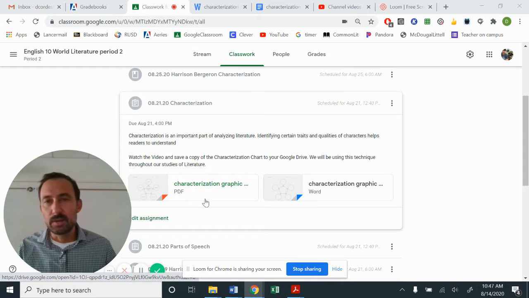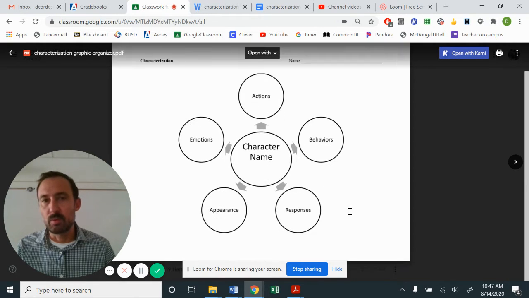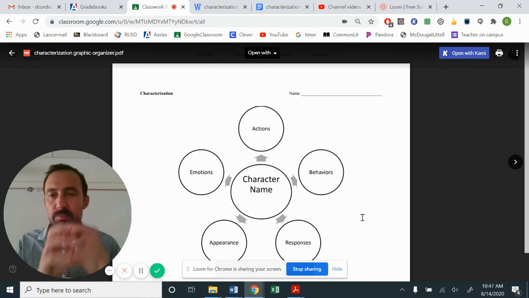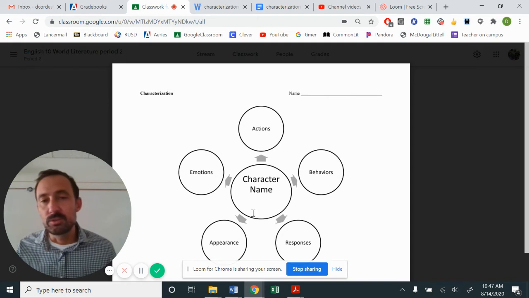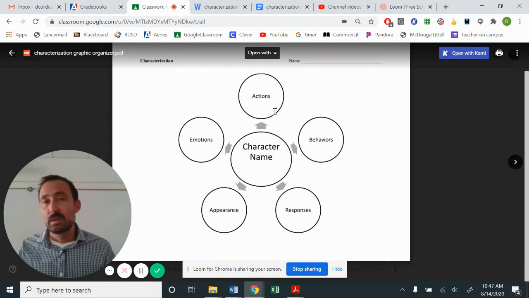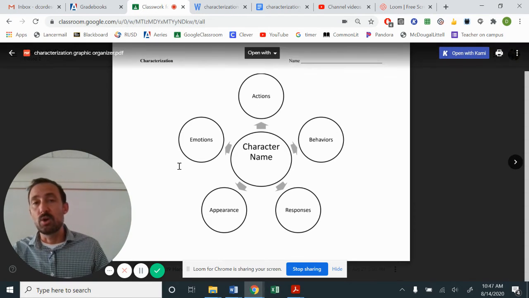So what you see here is the graphic organizer in PDF. When you click on that, it's going to take you to this page right here. This is what we're working with. Characterization really helps us to break apart what they do and understand who they are. Now, you'll notice that some of these things overlap. Some people may say that actions are the same as behaviors. Some people may say that their emotions could be connected with their responses. And in truth, yes. You are working with one person, and so you're looking for the overlap and the identification of what's going on.